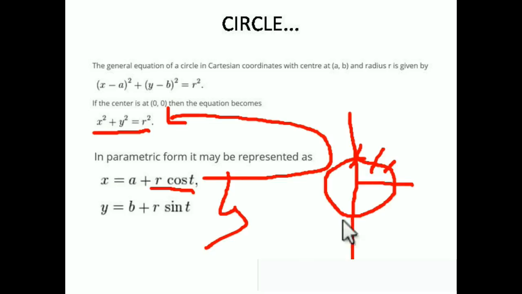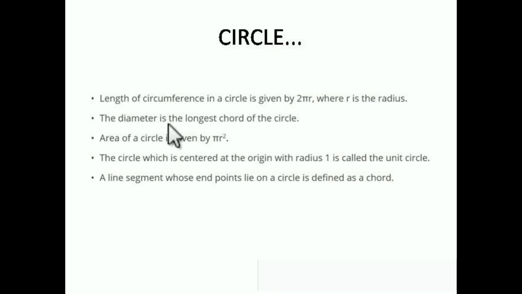Now let's move towards one of the important things, that is 10 points to remember for the circle. We learn about the circle from the basics, from the 7th standard, and in 10th also, but I'm going to cover it because it is important. It is easy, but it is still important. The length of the circumference of the circle, we all know, is 2 pi r, where r is the radius. The diameter is the longest chord of the circle. Area is pi r square.